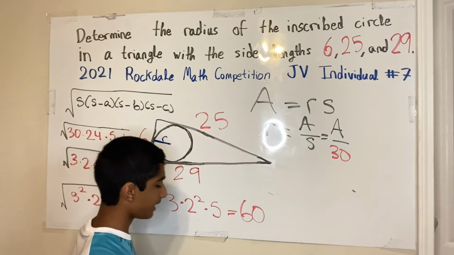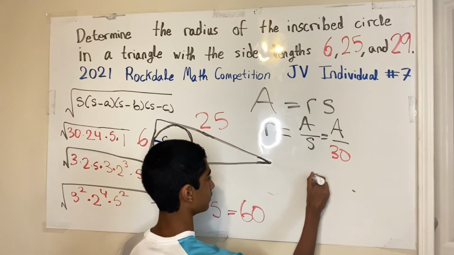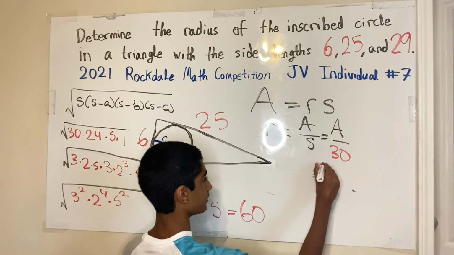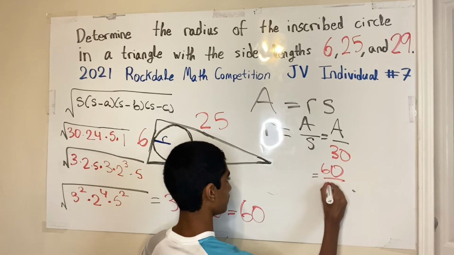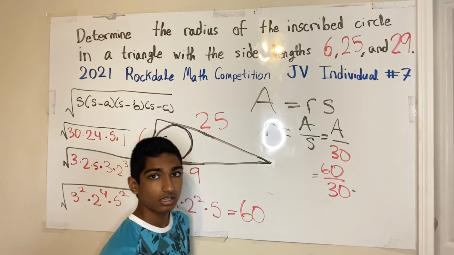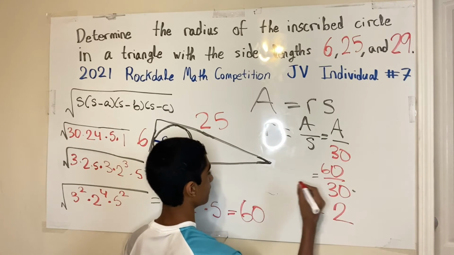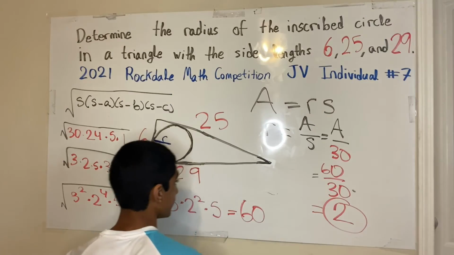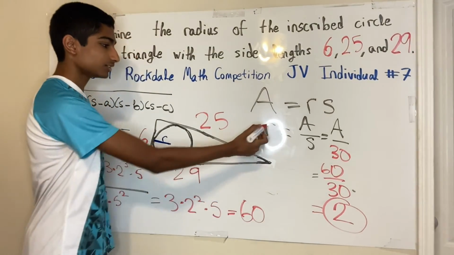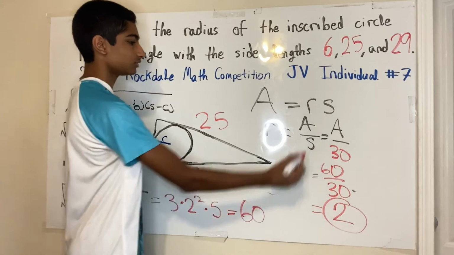So let's just plug that back into here. And we get 60 over 30. And now just simplifying this, we get the answer of the inradius, which is just 2. So that's all for this problem actually, because all we had to do was find the inradius using A and S.